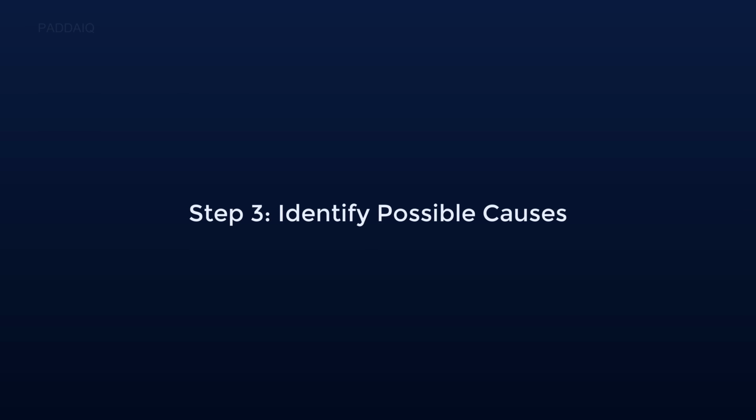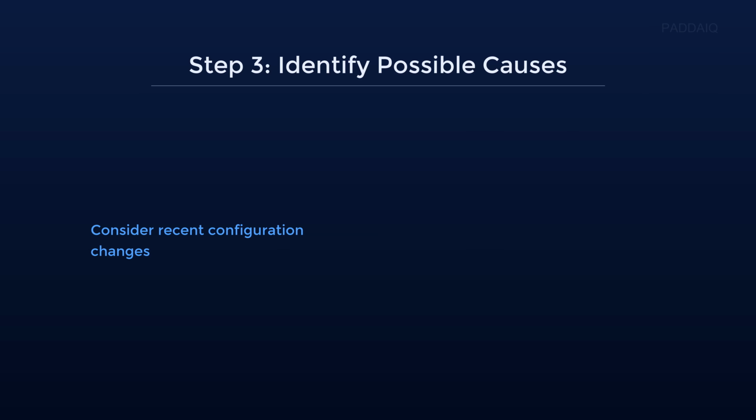Step 3. Identify possible causes. Consider recent configuration changes. This means checking if any system settings were altered just before the issue appeared. For example, a new security rule might have accidentally blocked a legitimate user from accessing an application. Always verify these modifications first, as they are a common source of unexpected problems.